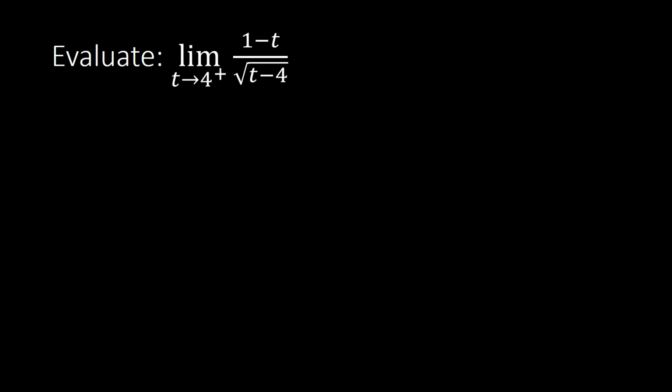We have the limit of 1 minus t over the square root of t minus 4 as your t approaches 4 coming from the right side. So if we try to simply substitute that one for checking purposes, whether whatever happens here after substitution, this will become 1 minus our t there is 4 over the square root of 4 minus 4. So this will be equal to 1 minus 4 is a negative 3 over square root of 0. That is a negative 3 over a 0.